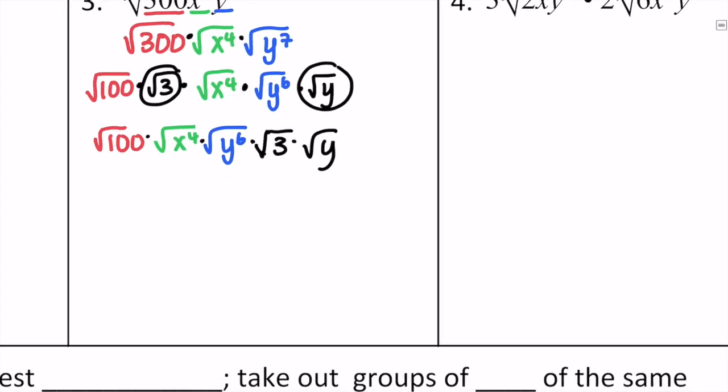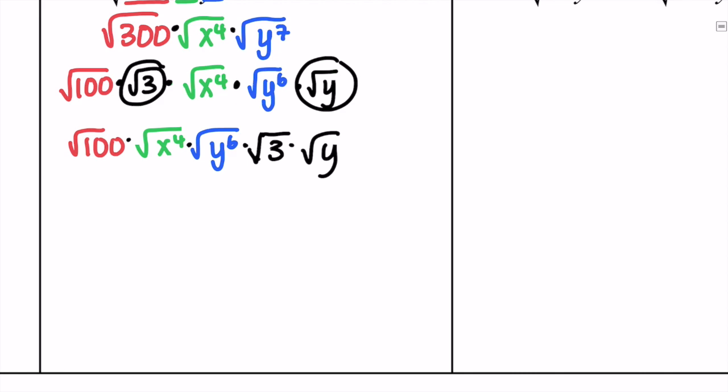From here, I'm just going to simplify what I have as the perfect squares. So the square root of 100 is 10. The square root of x to the 4th power is x to the 2nd power. The square root of y to the 6th power is y to the 3rd power.